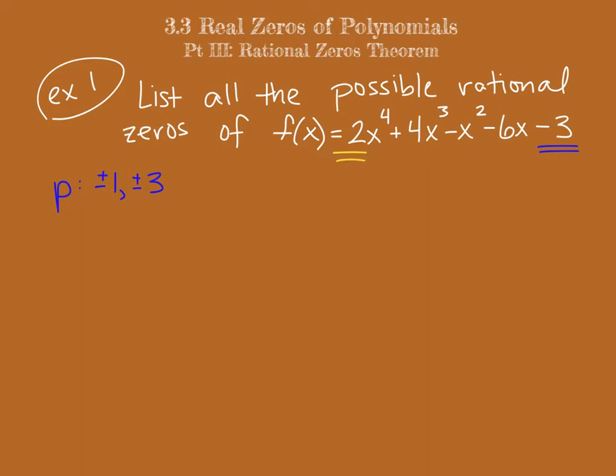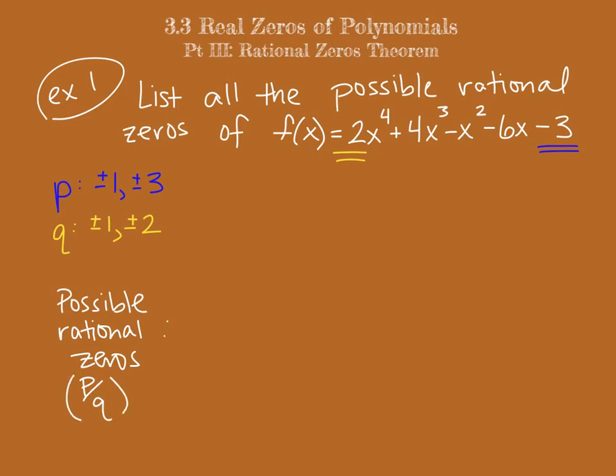Then we need to list all the factors of the lead coefficient. We'll call those q. The lead coefficient here is 2, and the factors of 2 are plus or minus 1 and plus or minus 2. Again, the reason we have to include the plus or minus is because you could get 2 by multiplying -1 times -2. So you do have to include the negatives. All right, the rational zeros theorem tells us that the possible rational zeros are all the fractions of the form p over q.